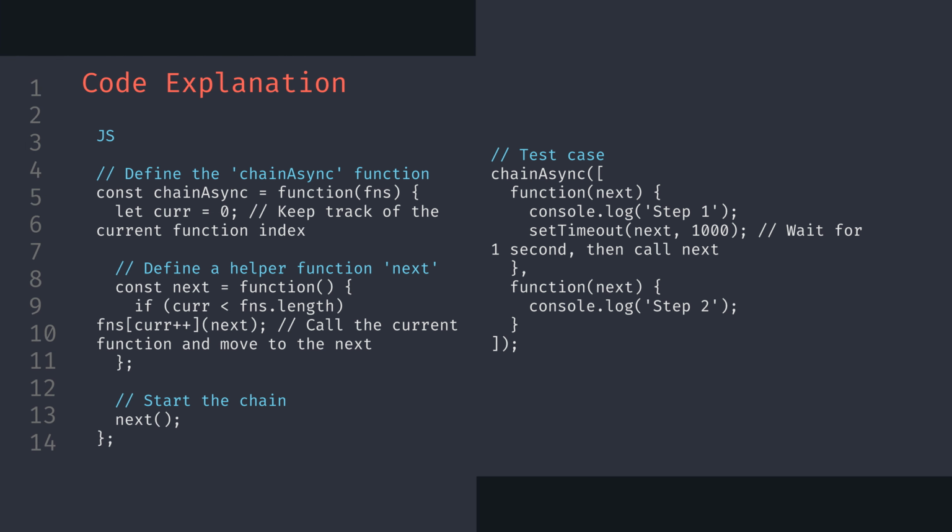This code defines the chain async function, which takes an array of asynchronous functions. Each function receives a next callback to indicate completion. When invoked, the next function moves to the subsequent function, ensuring a sequential flow.